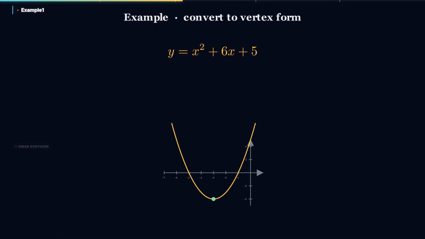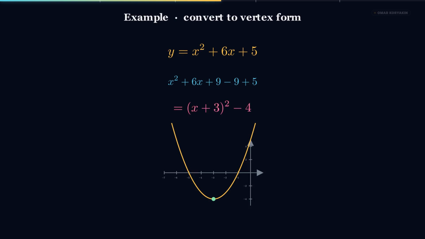Convert y equals x squared plus 6x plus 5 to vertex form. The leading coefficient is 1, so completing the square is straightforward. Add and subtract the perfect square completion. B is 6, b over 2 is 3, 3 squared is 9. Add 9 and subtract 9 inside the expression: x squared plus 6x plus 9 minus 9 plus 5.